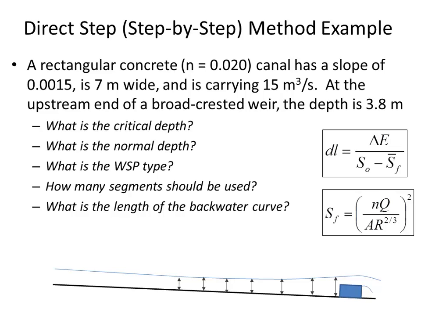Well, we just have to divide that total increment, 3.8 meters minus 1.195 meters, divided by 0.5 meters per step. And that tells us that we should make 5.21 steps. Now, we can't have a decimal, though. It has to be an integer. And so we're going to use 6 steps.